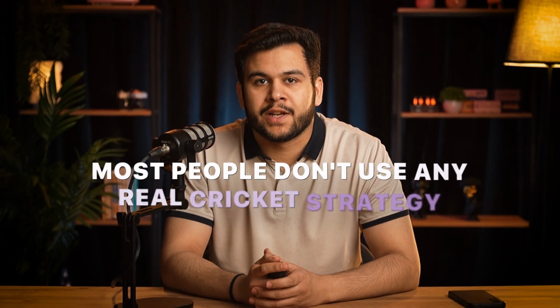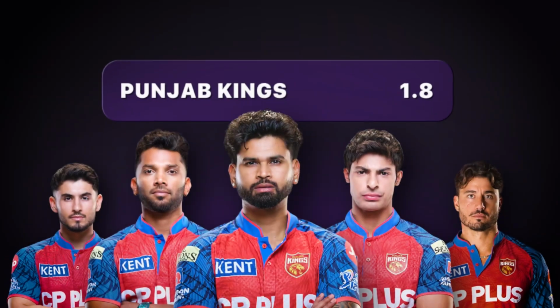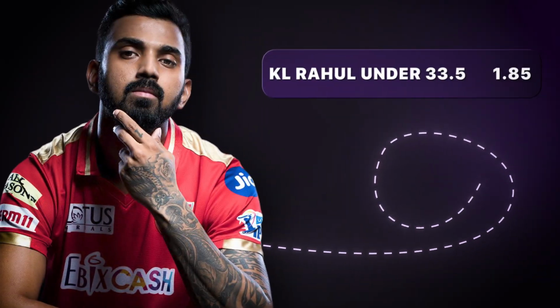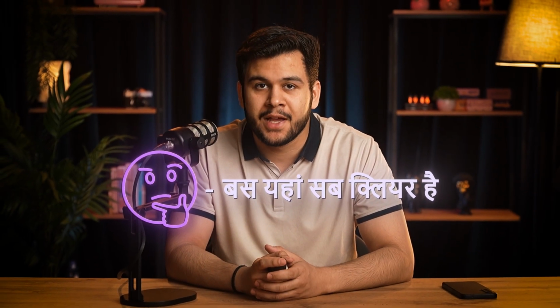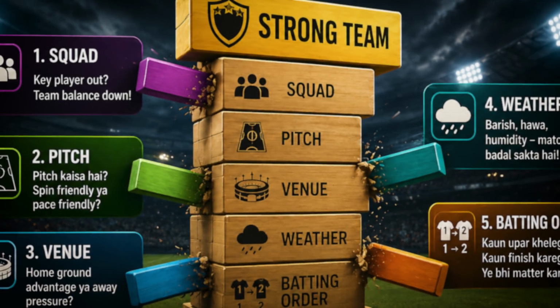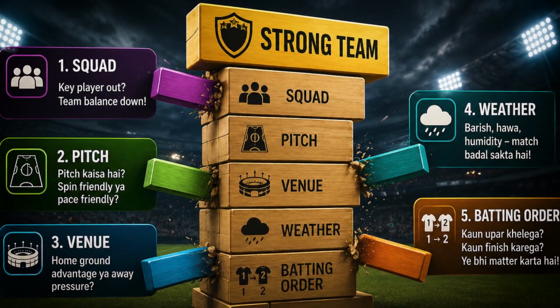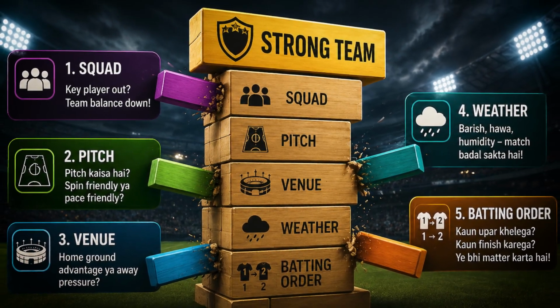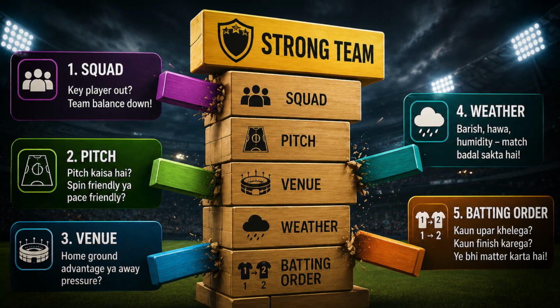Most people don't use any real cricket strategy. They see a familiar team, a big player name, a nice looking odds number, and they instantly think, बस यहाँ सब clear है. This one is the pick. But in cricket, a match often doesn't turn because one team is stronger. Matches turn because of one small detail before the start.